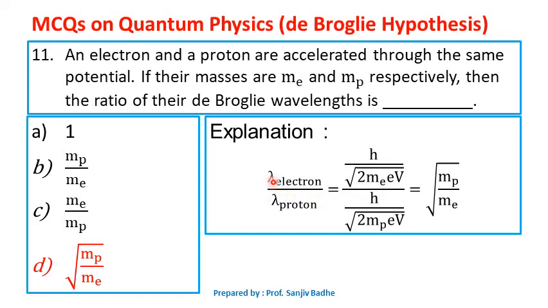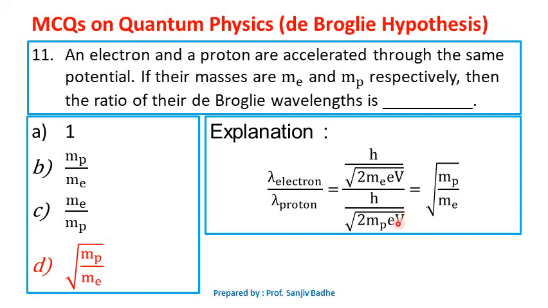The wavelength associated with the electron is given by h upon square root of 2 me eV, where me is the mass of the electron, e is the charge on the electron, V is the potential difference through which the electron is accelerated. The wavelength associated with the proton will be given by h upon square root of 2 mp eV, where mp is the mass of the proton, e is the charge on the proton, which is equal to the charge on the electron, and V is the potential through which the proton is accelerated.